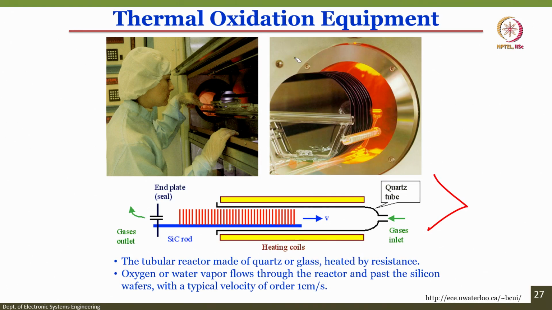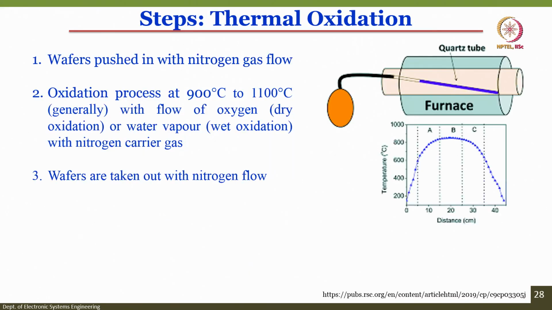Now, the tubular reactor is made up of quartz or glass heated by resistance, and oxygen or water vapor flows through the reactor and passes the silicon with a typical velocity of 1 centimeter per second. Okay. So, it's a super easy technique to understand once you understand the concept. Now, if you want to see the steps, you can see the temperature versus the distance. This is a furnace, a quartz tube, because quartz again can withstand very high temperature, and the wafers are pushed in with nitrogen gas flow, which we already know.